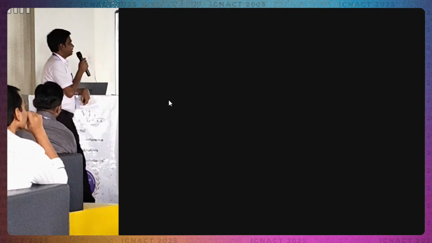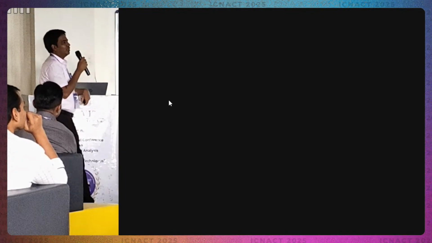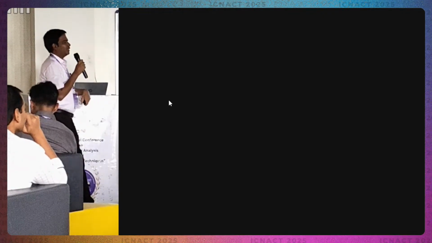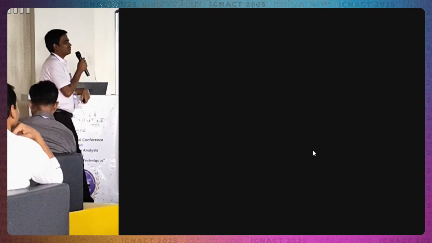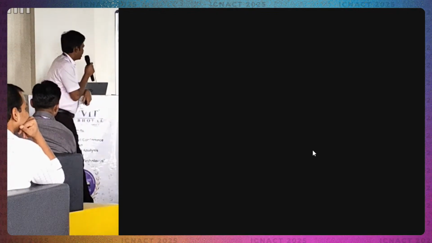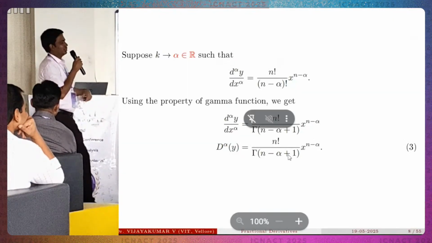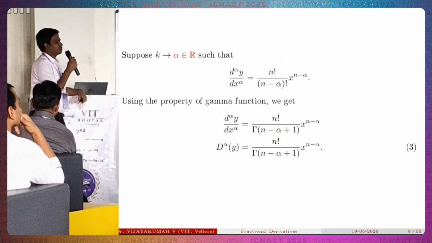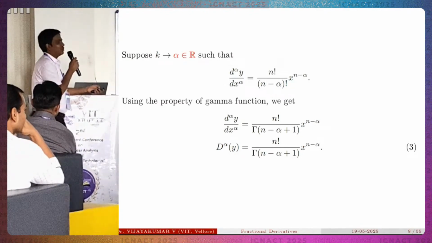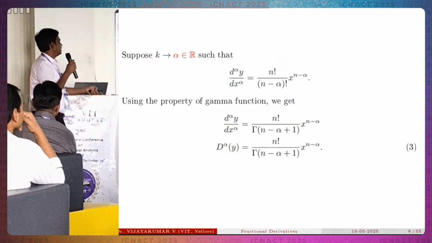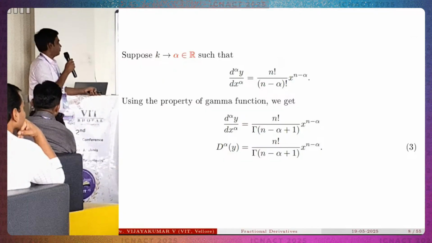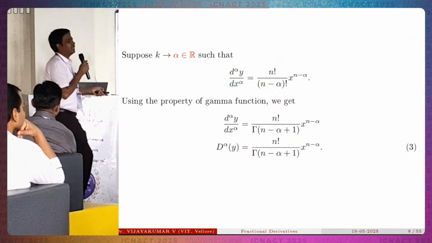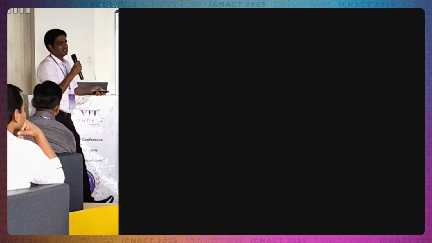So the numerator has no issues, the denominator needs something. So I am using the gamma function. I can write n factorial equal to gamma of n plus 1. Same idea, so that becomes gamma of n minus alpha plus 1. Then, instead of d alpha y divided by dx power alpha, I am simply using capital D of alpha. So this is the fractional derivative of x power n.